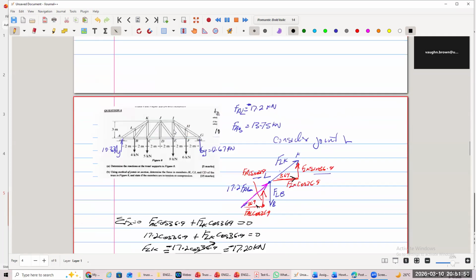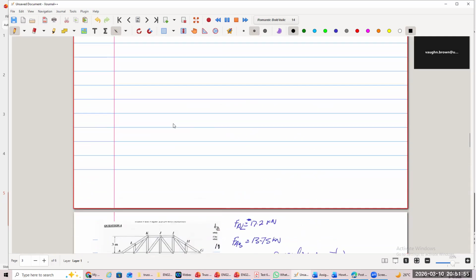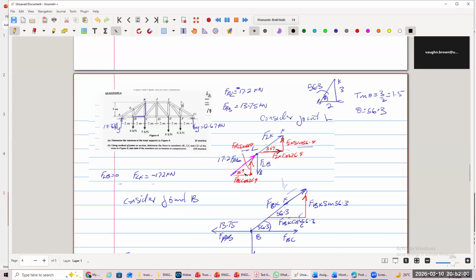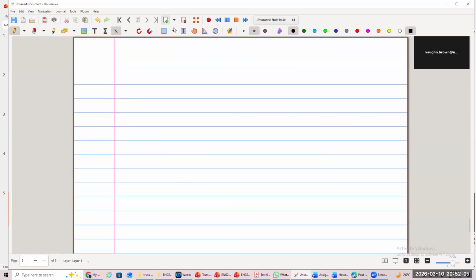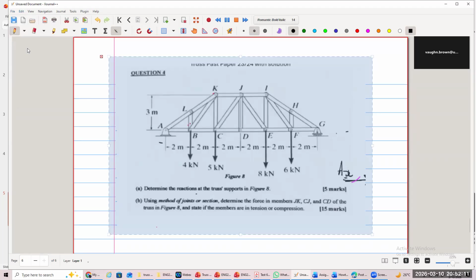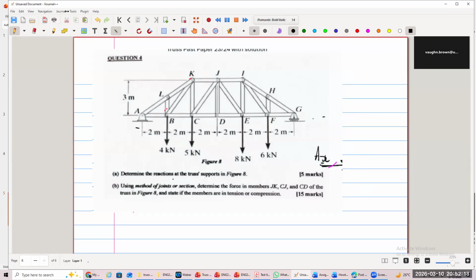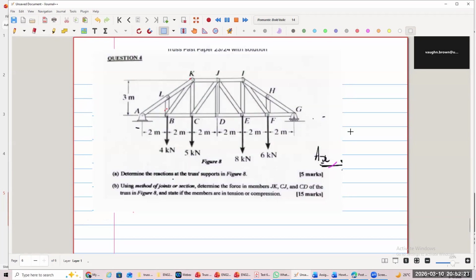Let's get an extra page. Where did I go? I don't want it there. Let me go back here. Go out. Method of section now. Let's do this one. So, method of section. Bear with me a little bit. I'm going to take a few minutes of your time. Not long. Now let me show you how method of section goes. Make it a little bit smaller.